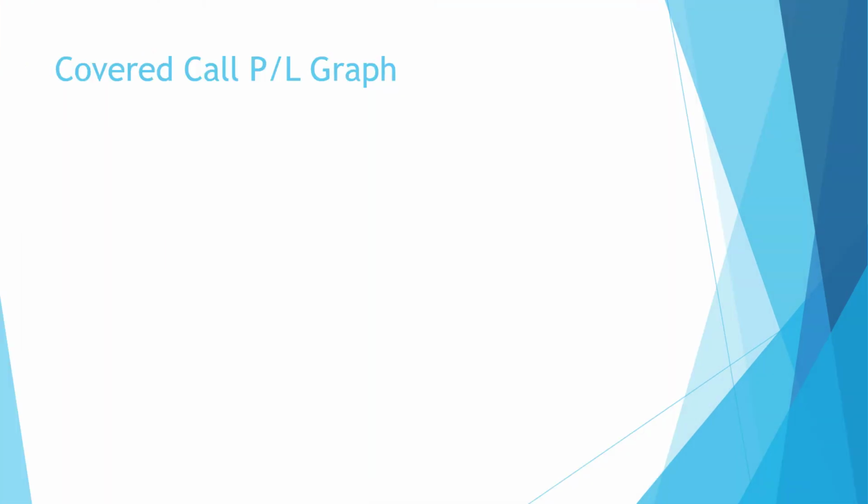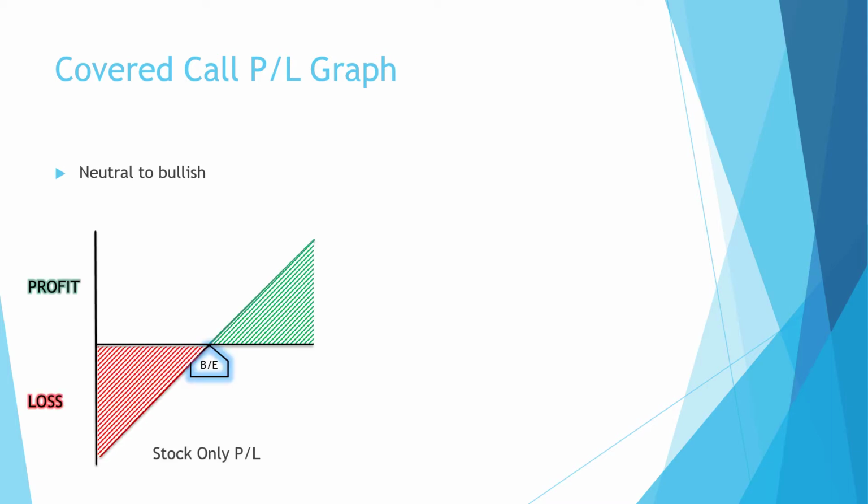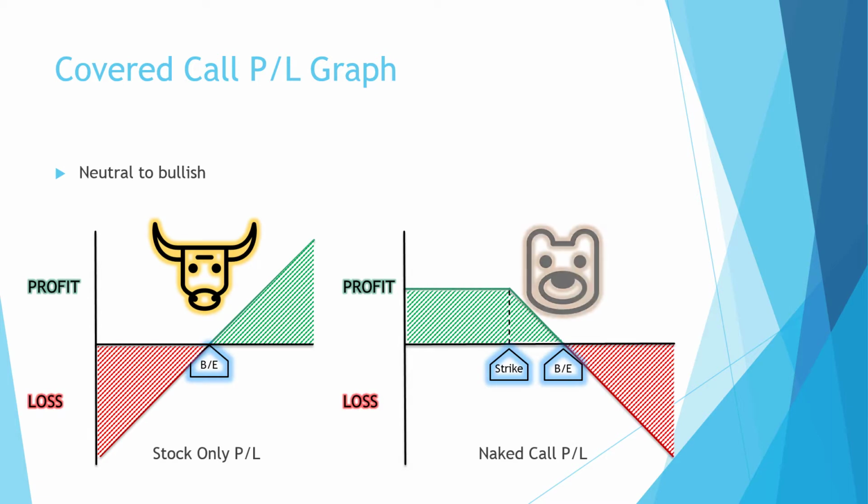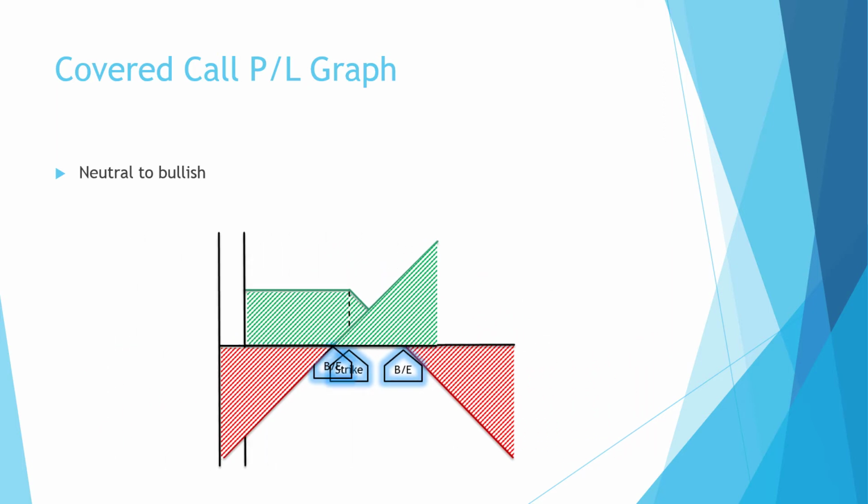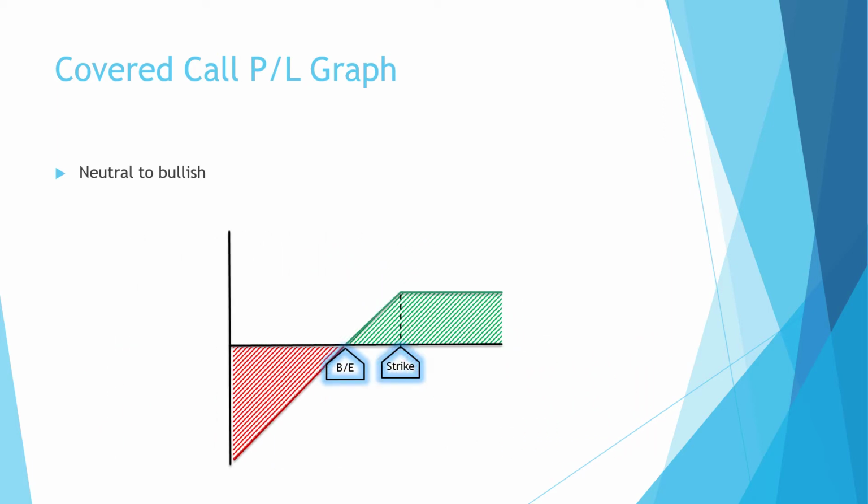Let's quickly look at the profit and loss graph for a covered call position. Because a covered call combines a long stock position, which has unlimited upside gain, and a naked call position with unlimited upside loss, the combined profit and loss graph becomes limited upside gain with maximum profit at the call strike.